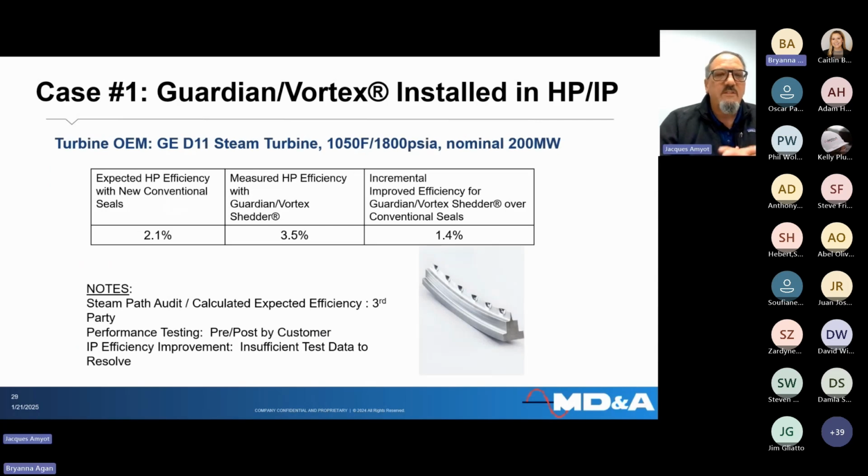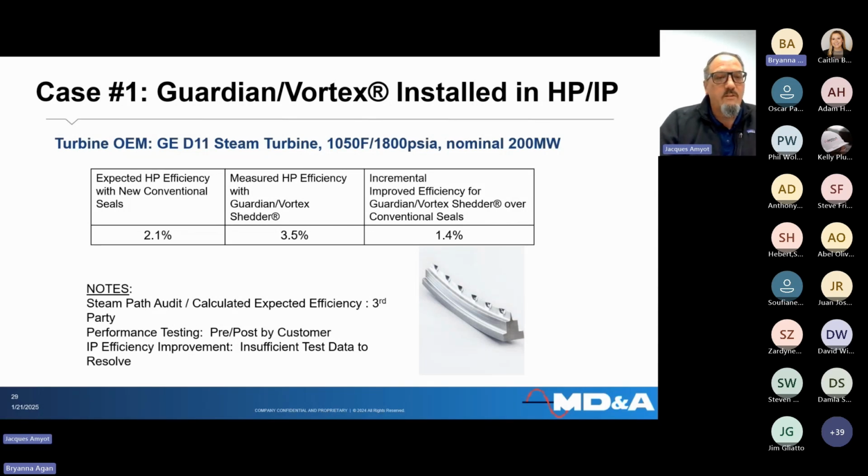Just to discuss one specific case. This is a case where Guardian Vortex Seals were installed in an HPIT of a D11 steam turbine, 1050 F inlet, 1800 PSI, nominally a 200 megawatt steam turbine. Essentially, there was a third-party steam path audit that calculated an expected efficiency gain from replacing the existing seals with a new conventional or OEM seal design. Instead, the customer elected to go with Guardian Vortex Seal technology.